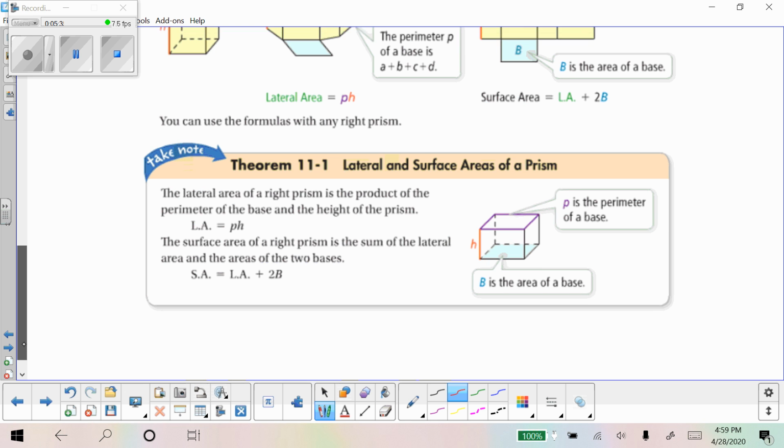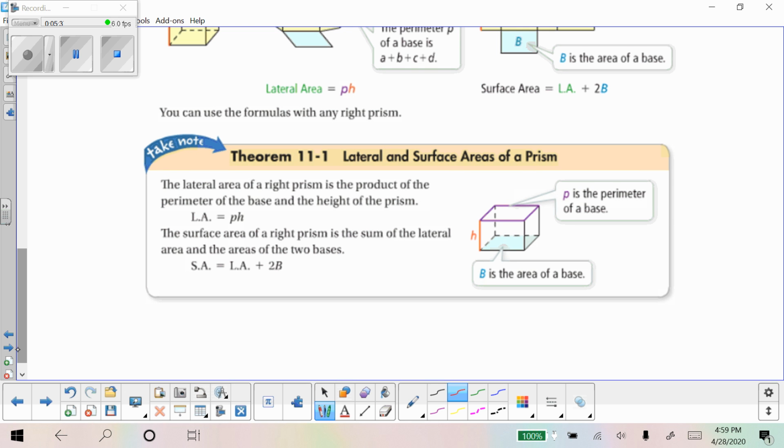All right. So I already got you started on this formula that we're going to use. The lateral area is just the perimeter times the height. And the surface area is the lateral area plus 2 bases. So it's a pretty simple formula that'll work for any of these problems.